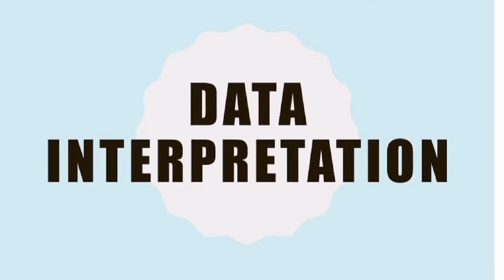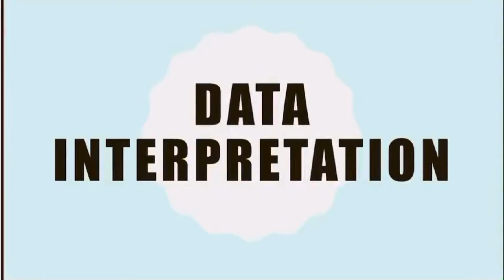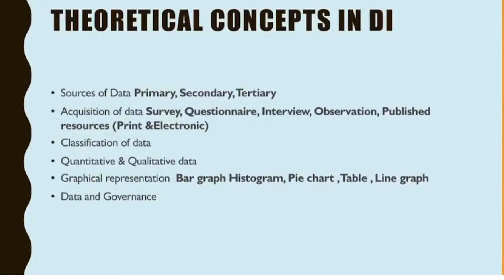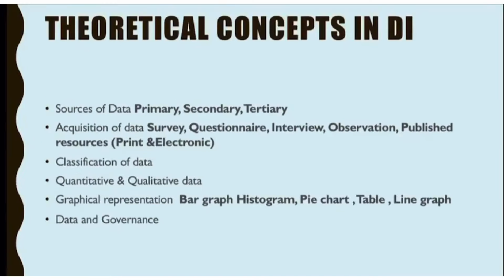Today we can see some tips to improve the score in data interpretation and some serious mistakes to avoid. Before that, we will see an overview of this unit. This unit has some theoretical concepts, but majorly we get questions, we get problems to solve based on the given graphical representation. The theoretical concepts deal with from where do we collect the data, what is the source, and how do we collect the data, what are the data collection tools that we use, and what is the difference between quantitative and qualitative data.